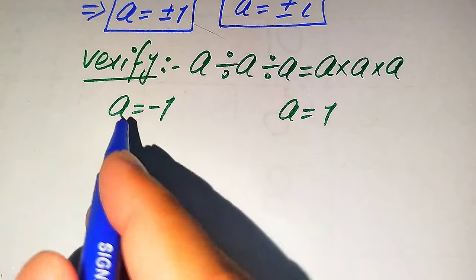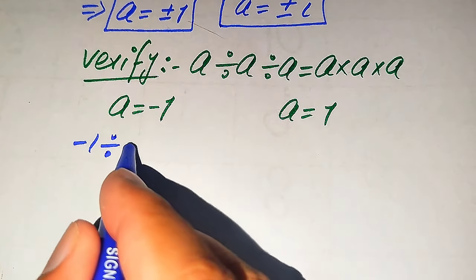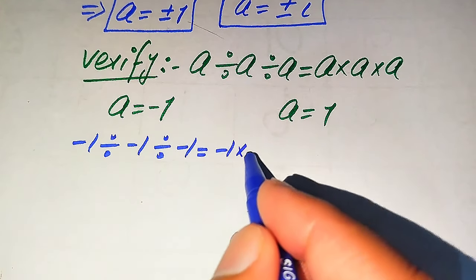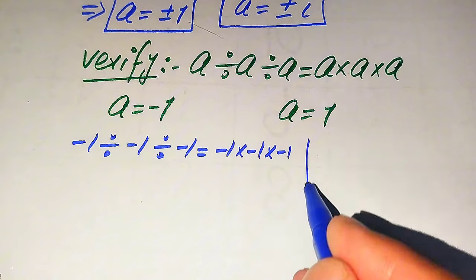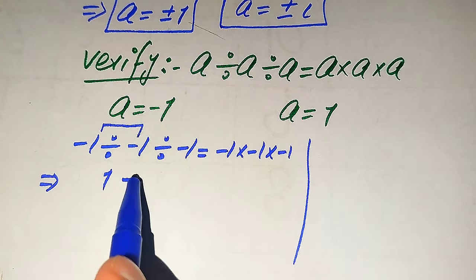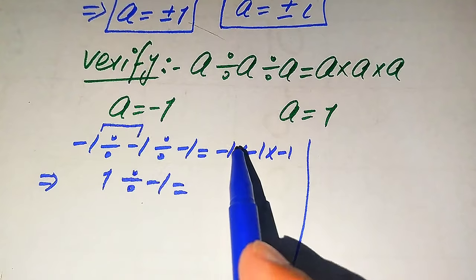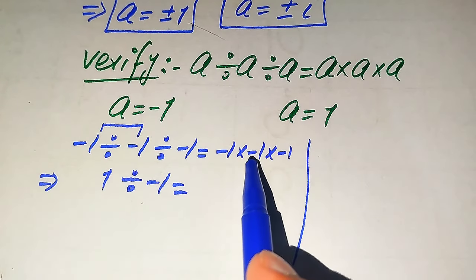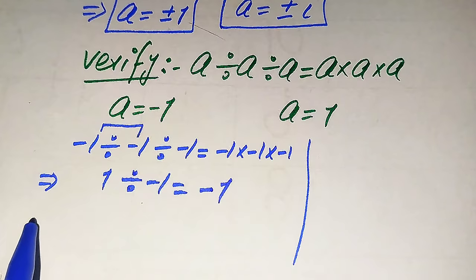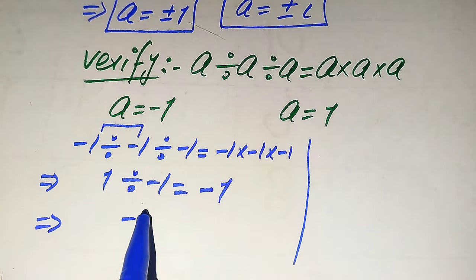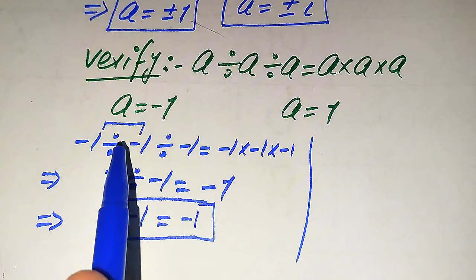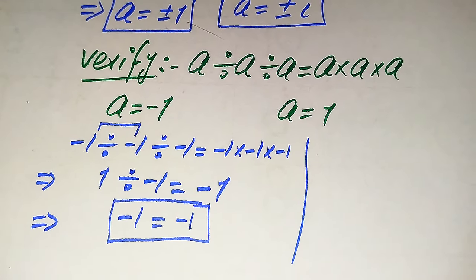When you put this value here, it becomes minus 1 divided by minus 1 divided by minus 1 is equal to minus 1 multiplied by minus 1 multiplied by minus 1. When we divide these two same numbers, we get 1 divided by minus 1, and here you see that minus times minus becomes plus, plus times minus becomes minus. So 1 multiplied by 1 becomes 1, and when we divide 1 by minus 1, we get minus 1 equals minus 1. This shows that the value a equals minus 1 satisfies our given question statement.